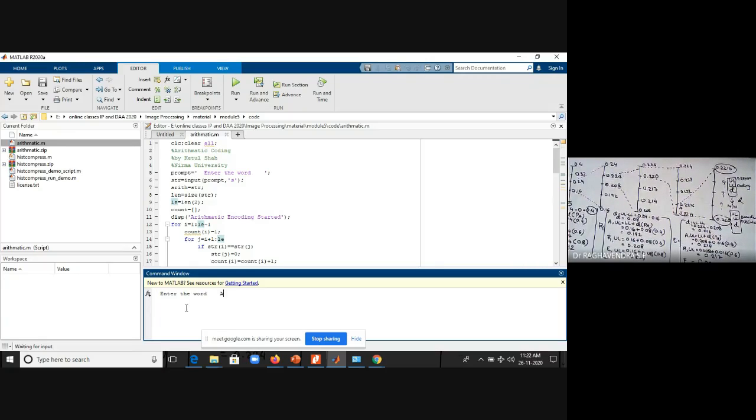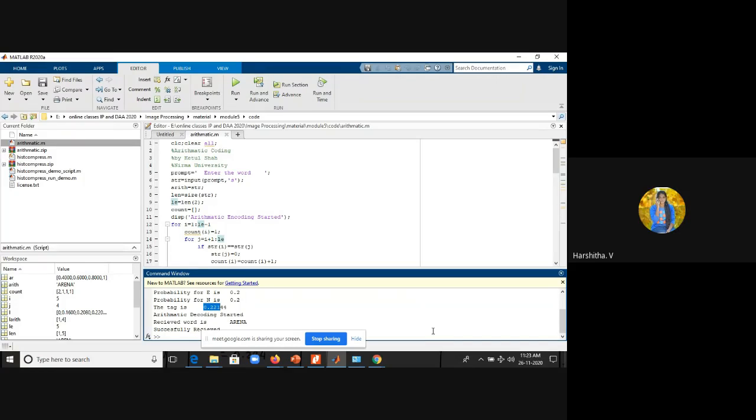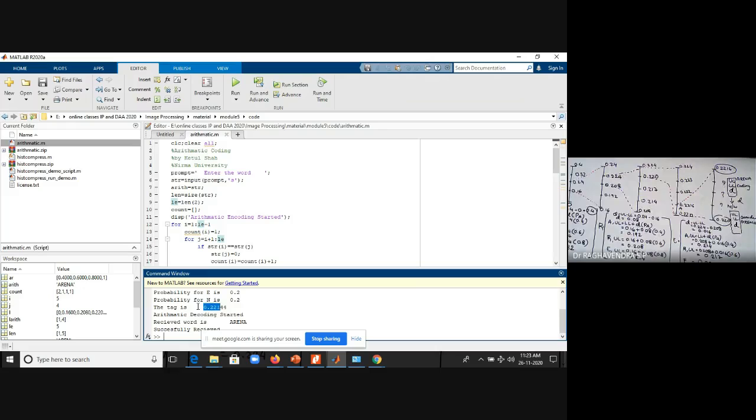I'm going to give the same word that we solved on the board: arena. I'm going to type this word and press enter. See, coding is starting. Fine. See, what last tag did we get? 0.221. What did we get in the problem? What was the upper limit? 0.221. That point, this tag, is the upper limit.